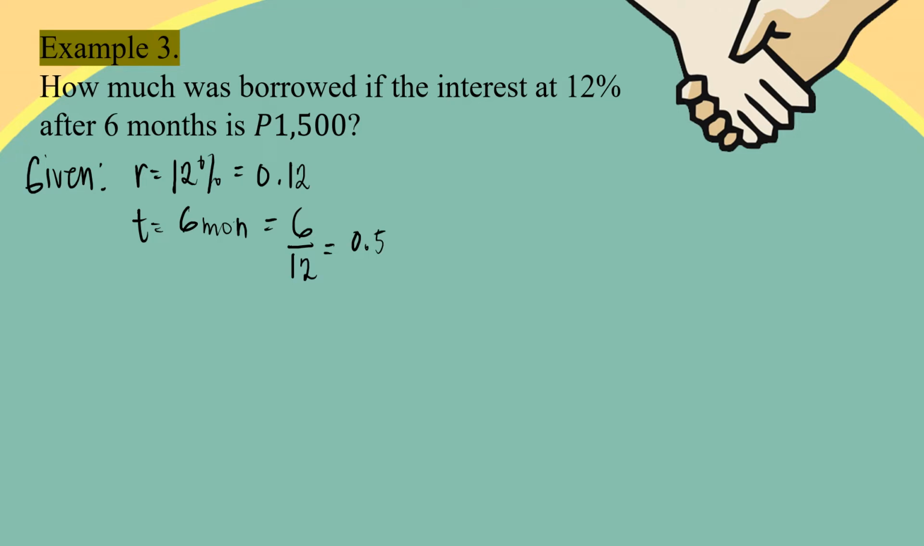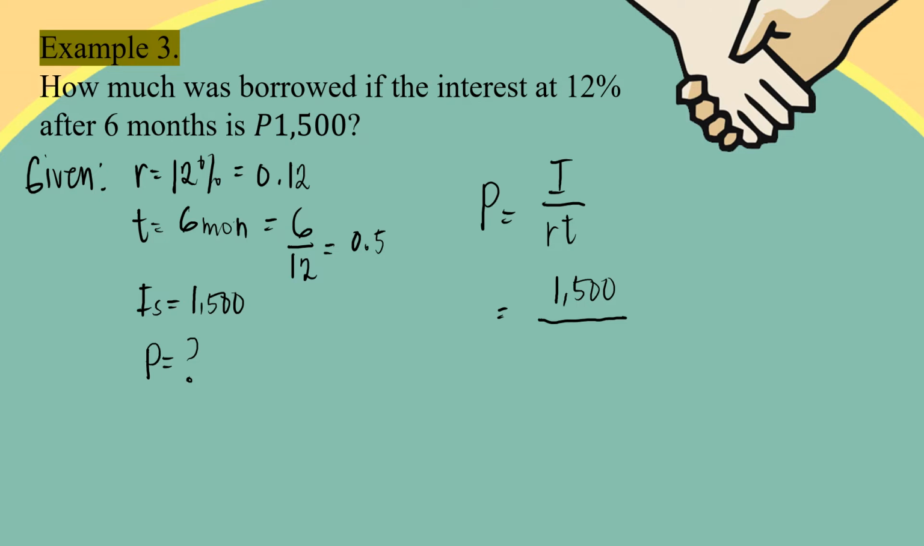Then, yung interest daw after 6 months is 1,500. So, yung I is 1,500. So, ang hinahanap ngayon is yung principal. So, ano ang formula for the principal? P is equal to interest divided by rate times time. So, input lang natin yung mga given sa formula. Ang interest natin is 1,500 divided by, yung rate natin is 0.12 times time. Ang time naman natin is 0.5.